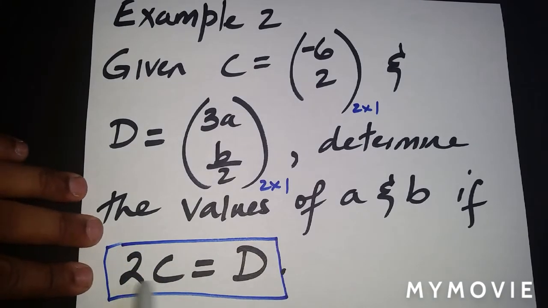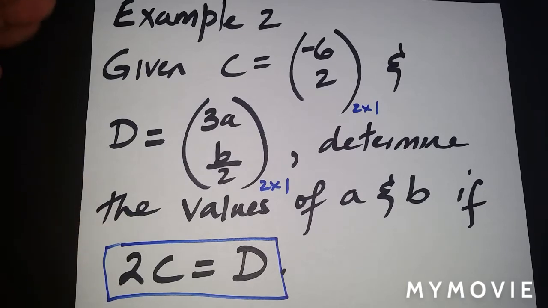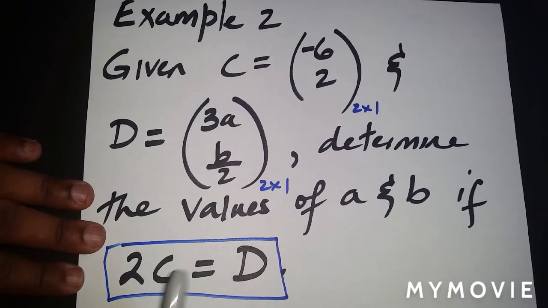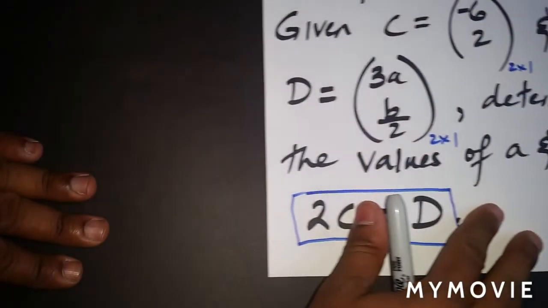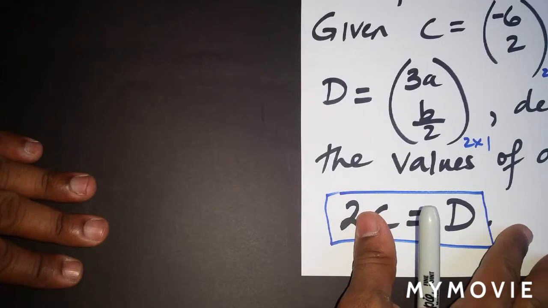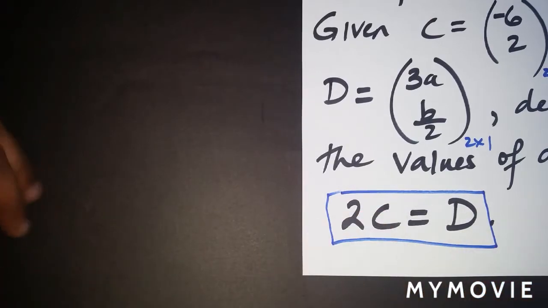In this particular case, scalar multiplication is involved because it says 2C is equal to D, unlike example 1, which just tells you this specific matrix is equal to the other one. So 2C in this case has to be found, and once we know what 2C is, it's going to be equal to matrix D. The first thing we need to find out is what 2C actually is. So let's do that.